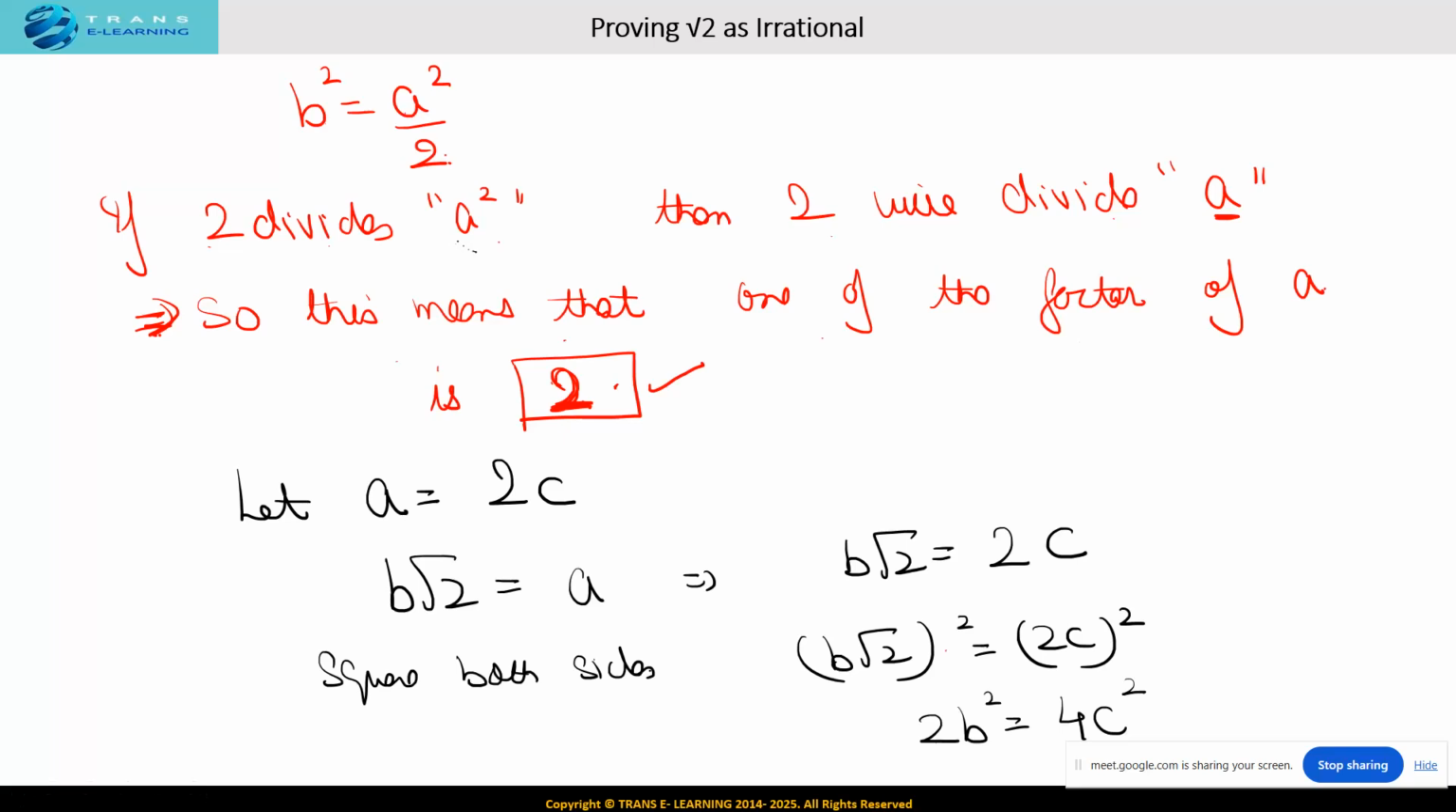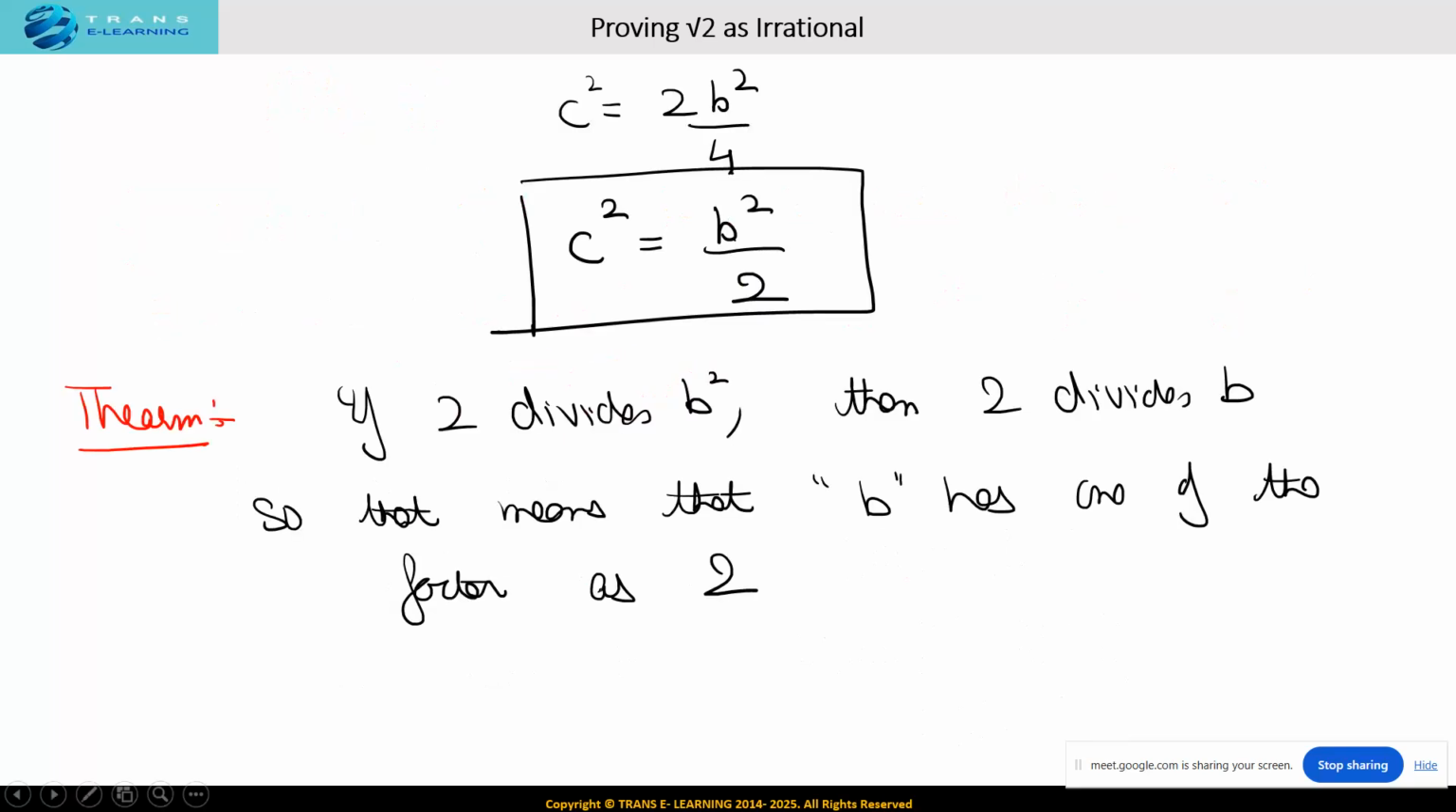We have to prove whether b has a factor 2 or not. So we are going to consider a as some other integer, that is 2c. We substitute the value of a, so b root 2 is equal to 2c. We again square both sides, and we get c square is equal to b square upon 2. Primarily we should see what is dividing b square. We can see that b square is divided by 2. So that means b will also be divided by 2, so b has 2 as one of its factors.